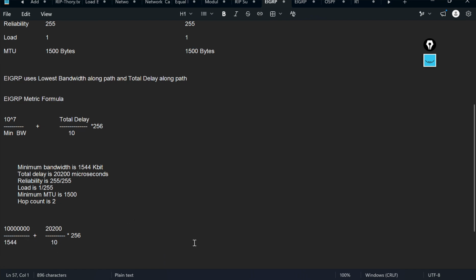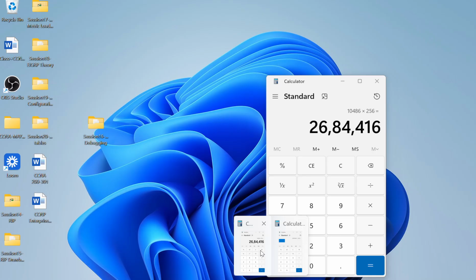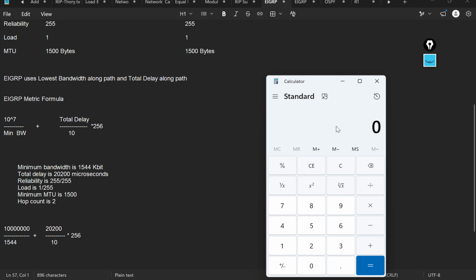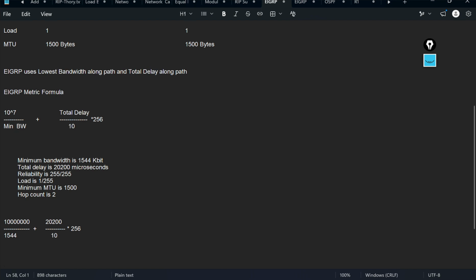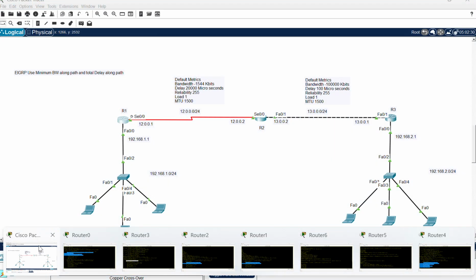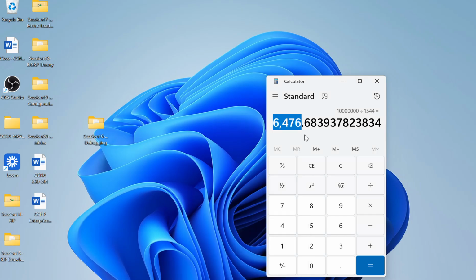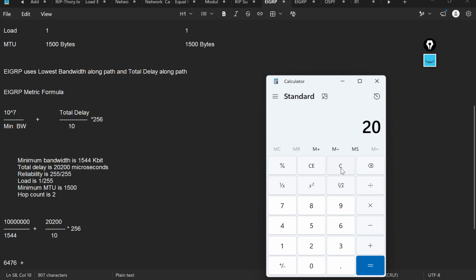So okay, now open the calculator. 10 to the power of 7, right? 1, then 2, 3, 4, 5, 6, 7 zeros, divided by 1544. What is the value? 6476. 6476 plus 20,200 divided by 10, which is 2020.